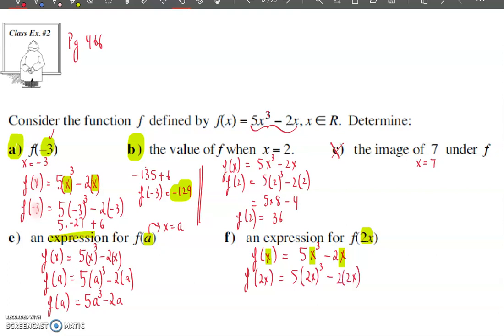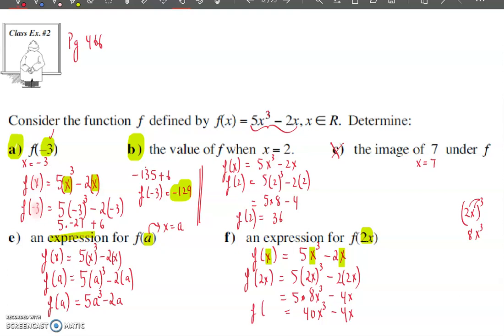At least this one we can do some math with. So what does this 2x cubed become? Remember, 2x to the cubed becomes 2 cubed, which is 8, and then x cubed. So that will become 5 times 8x cubed minus 2 times 2x, which is 4x. You don't spread this in. This is just multiplication. So that becomes 40x cubed minus 4x.